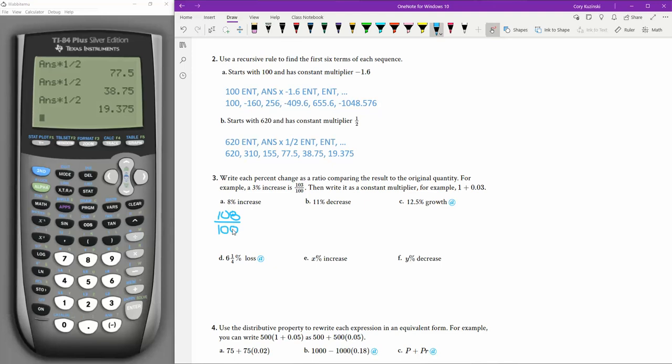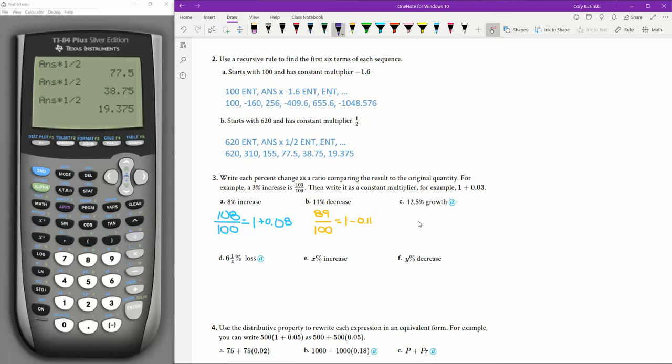Yeah, we'll leave it. All right, and then we're also going to write it as a multiplier. So that's 1, as in 100%, plus 0.08, as in plus 8%. Sorry about my tiny little 0 there. All right, so 11% decrease, we'd actually do 100 minus 11, which would be 89 over 100, which is equal to, again, 1 minus 0.11, or 100% minus 11%. So we'd write it like that.